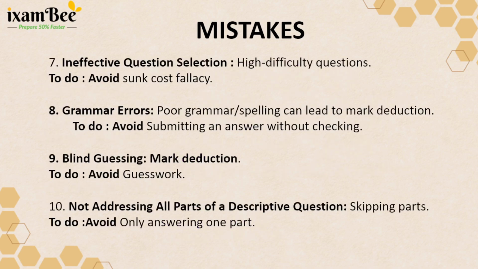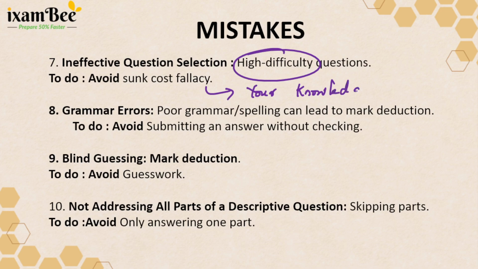Next, we could find that most students make some ineffective question selection. This is very important. Whenever you are given a set of questions and asked to choose some out of them, don't go for selecting highly difficult questions which you think are difficult for you. Here, always consider what you know and what you don't know. You should avoid some cause fallacy. Always consider your knowledge, and only based on your knowledge should you go for selecting questions to answer.